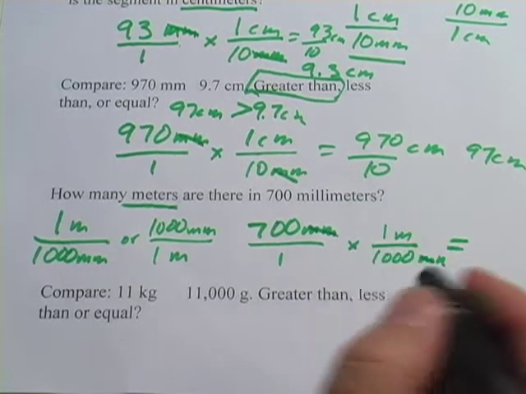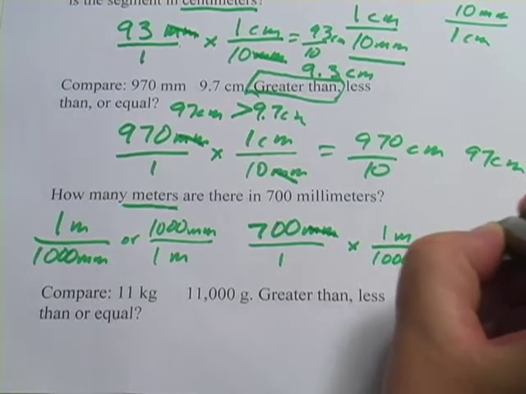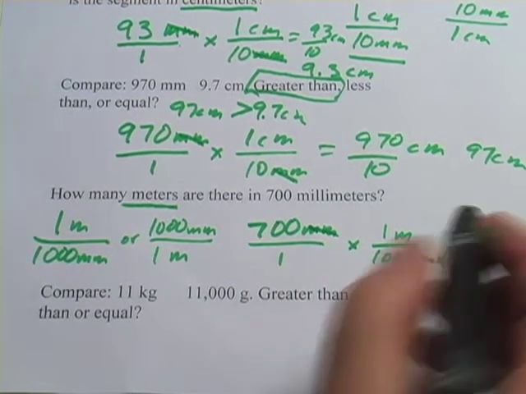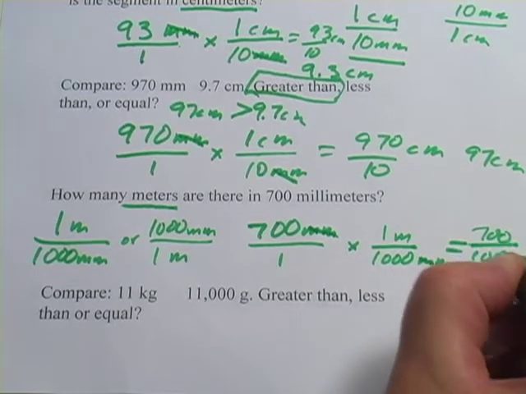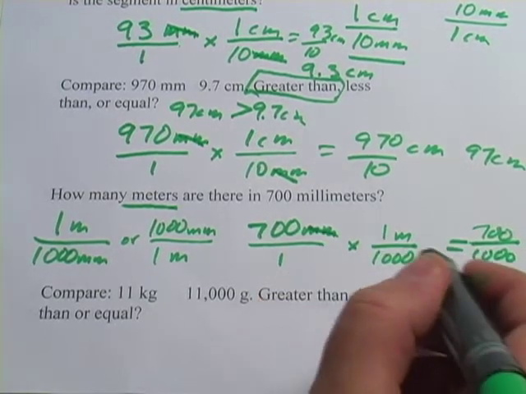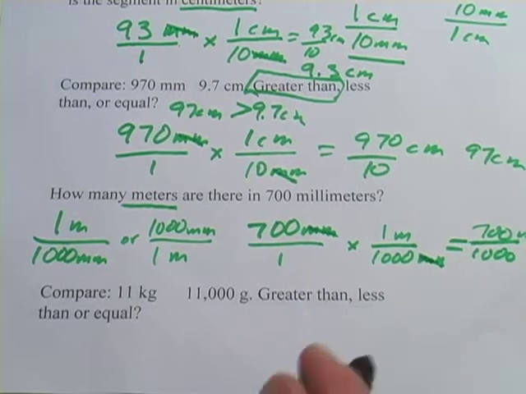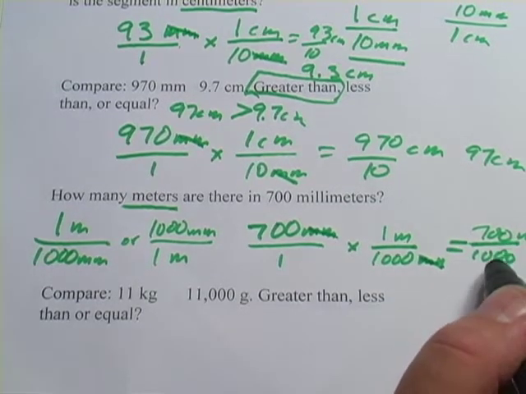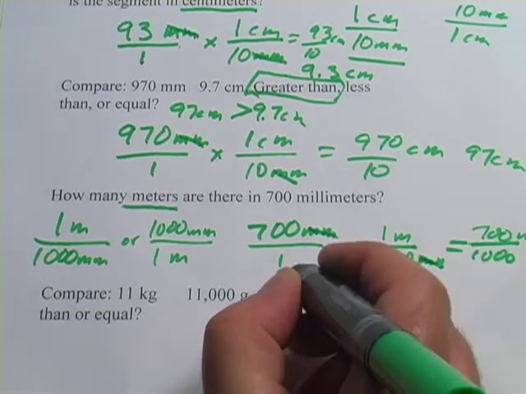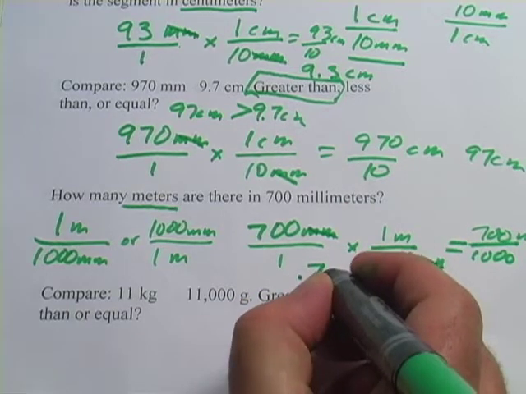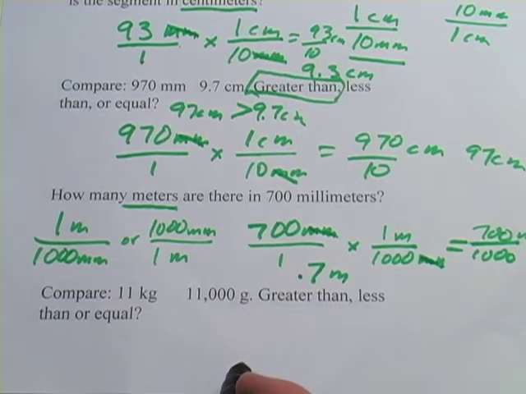700 times 1 is just 700, and 1 times 1,000 is just 1,000, and now we're in meters. That's the unit that was left there. 700 divided by 1,000, you can try that out on your calculator. It's 0.7 meters, and that would be our answer.